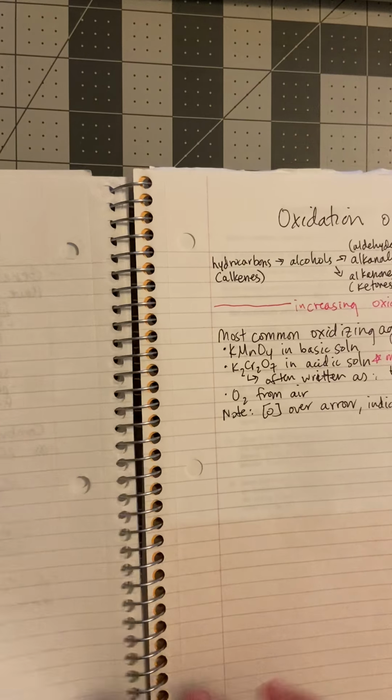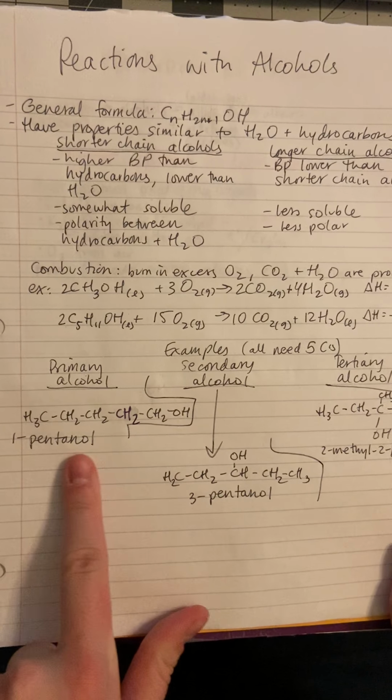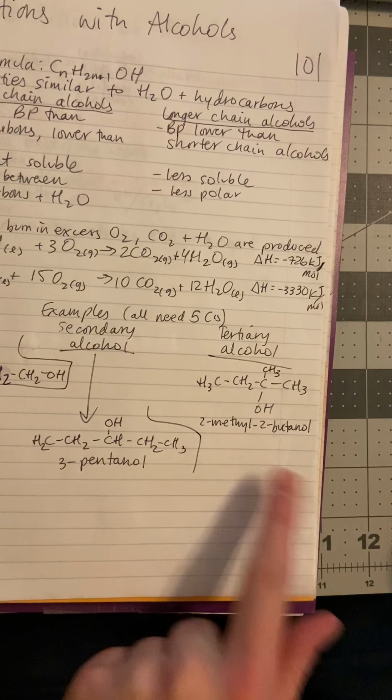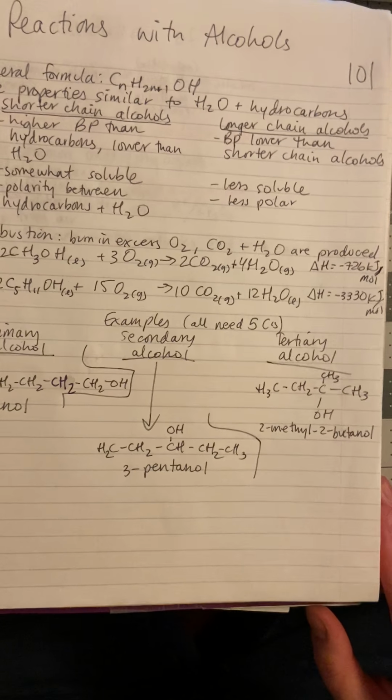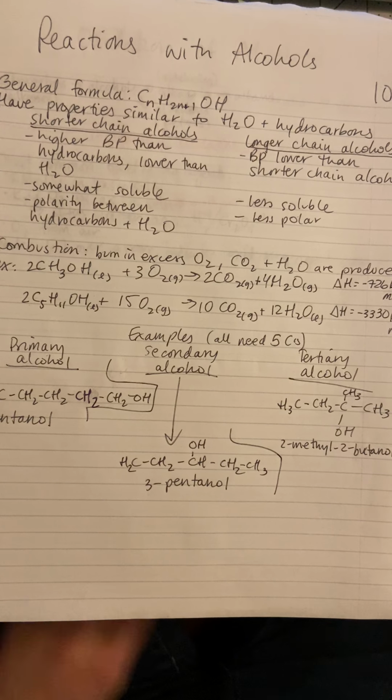So before we move on, I want you guys to think about what types of alcohols can be oxidized and what types cannot be oxidized. And to do that, we need to think back to our types of alcohols. So we have primary alcohols, secondary, and tertiary alcohols. And one of these is not able to be oxidized. I just want you guys to think about that for a second.